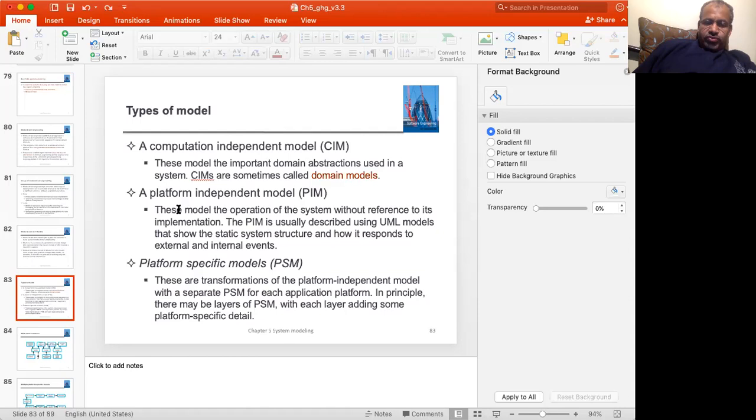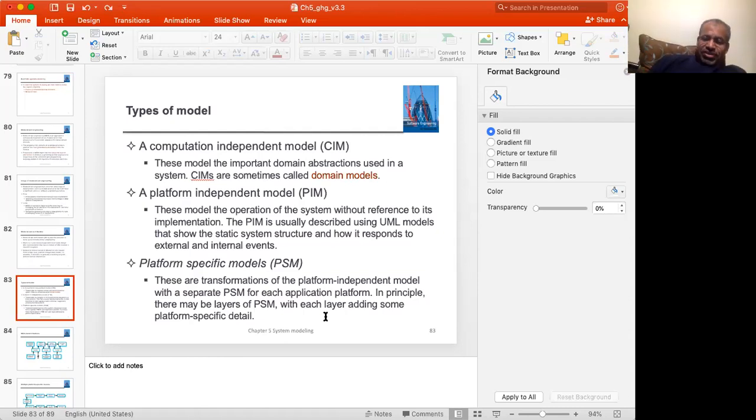So let me just read these two for you. A platform-independent model models the operation of the system without reference to its implementation. The platform-independent model is usually described using UML models that show the static system structure and how it responds to external and internal events. So it's very much like the UML diagrams we've been discussing so far. Now, once we get close to the platform, we produce platform-specific models, and these are transformations of the earlier platform-independent model, with separate platform-specific models for each application platform. So you could deploy that onto different platforms, for example, when your hardware arrives, or if you have different clients with different platforms that you might want to generate specific models for the particular hardware kit.